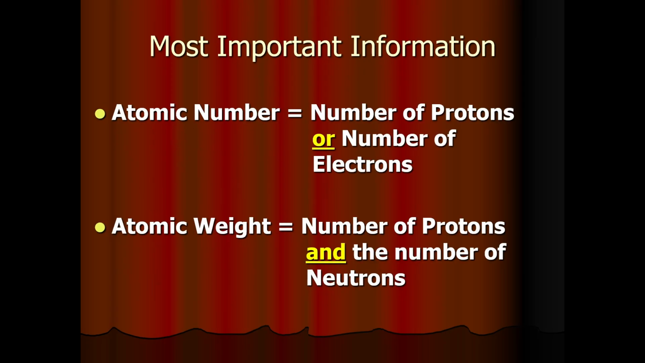The 2 most important pieces of information included in the element cell is the atomic number and the atomic weight. The atomic number represents either the number of protons or the number of electrons for that element. The atomic weight represents the number of protons and the number of neutrons for the element.